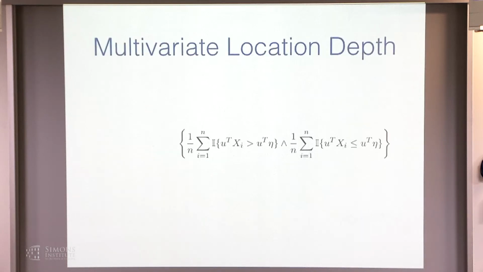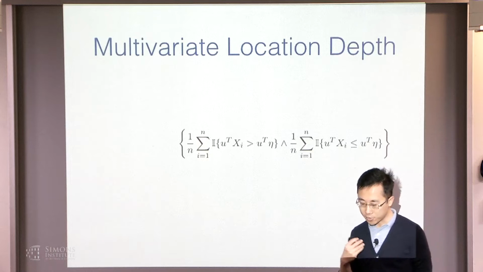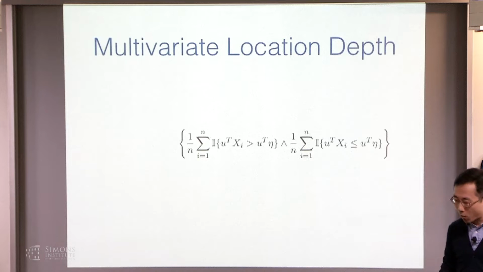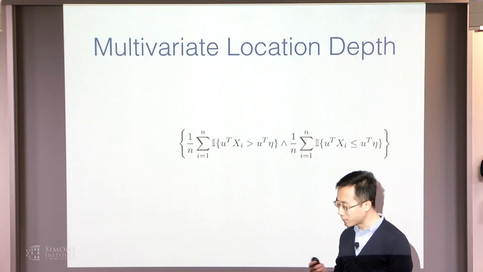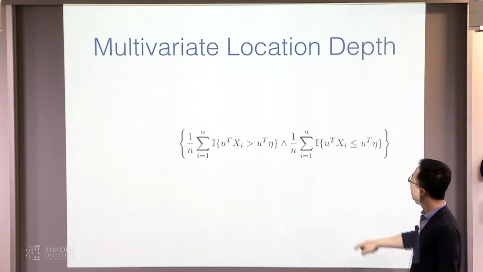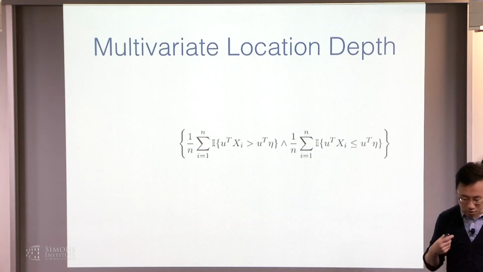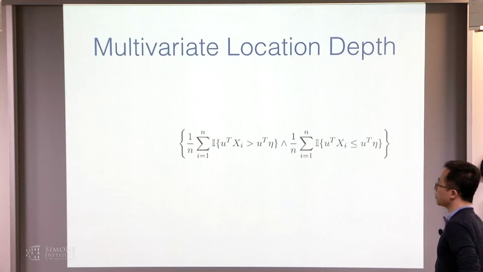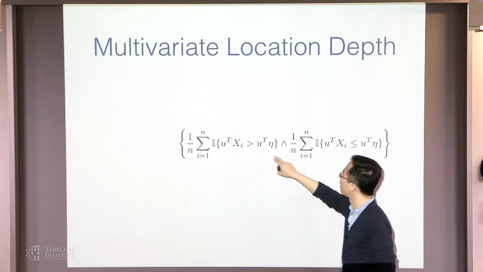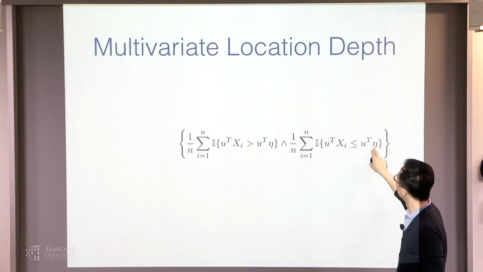Let me briefly talk about the intuition behind the definition of Tukey's median. The idea of John Tukey is that if you can solve a one-dimensional robust estimation problem, then you can simply project your data onto univariate directions, and then combine the univariate medians into a multivariate median estimator. So let's consider a particular direction parameterized by a unit vector u, and project the data onto that direction. You calculate the proportion of the data on the right-hand side of this number and on the left-hand side of this number.